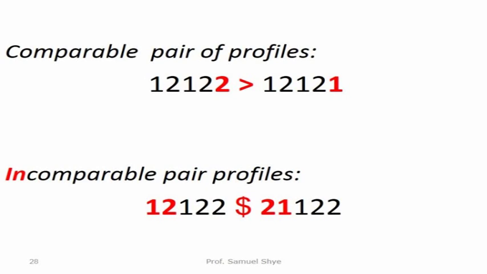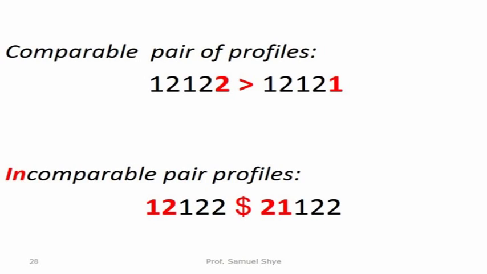under study. Two profiles are said to be comparable if each score in one profile is greater or equal to the corresponding score in the other profile. Otherwise, they are said to be incomparable. Examples you can see here. 1, 2, 1, 2, 2 is greater than 1, 2, 1, 2, 1. They are said to be comparable because one is greater than the other.